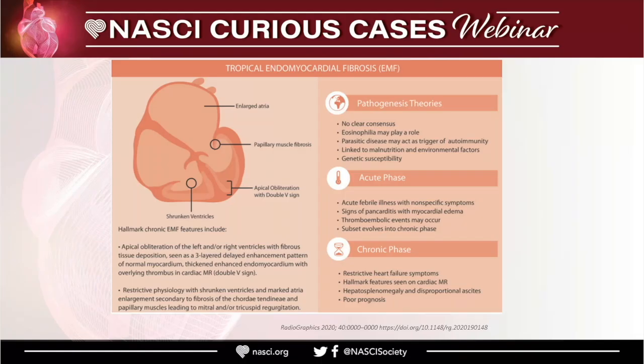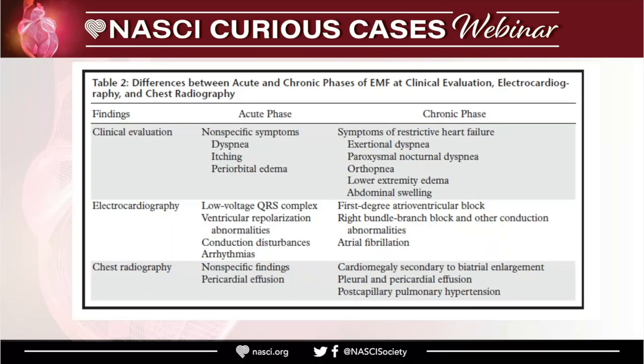Clinically, EMF presents in an acute phase, and later on in the chronic phase, the clinical presentation varies. In the acute phase, the symptoms are very non-specific. There would be dyspnea, periorbital edema, and then the patient undergoes an ECG where they see low voltage QRS complex, ventricular depolarization abnormalities, and then non-specific findings. There could be pericardial effusion. And in the chronic phase, once the fibrosis sets in well, it results in restrictive heart failure symptoms.